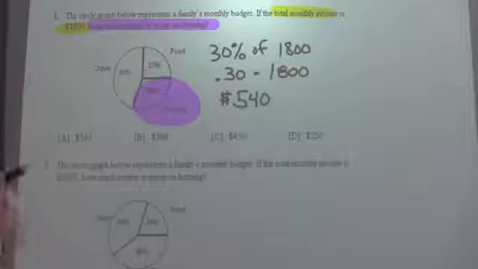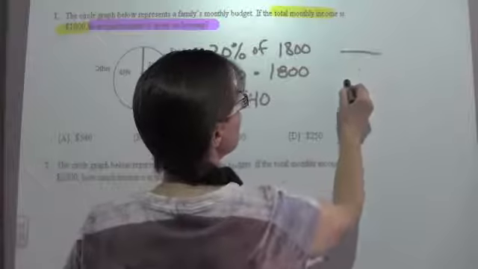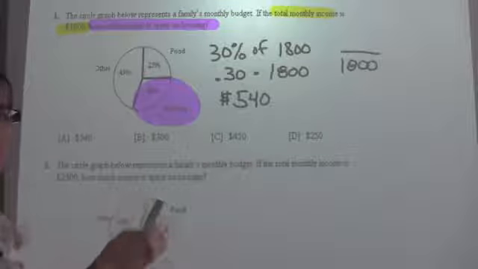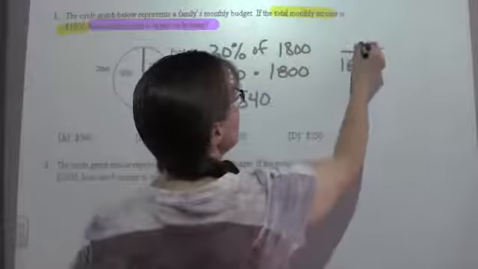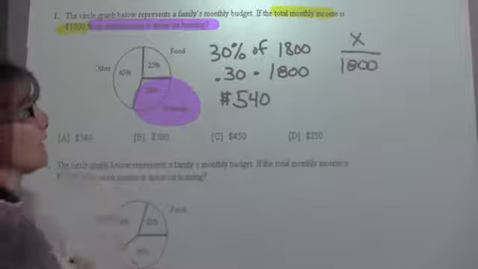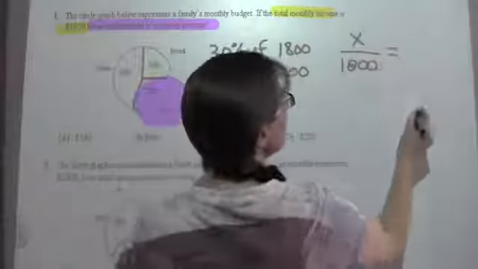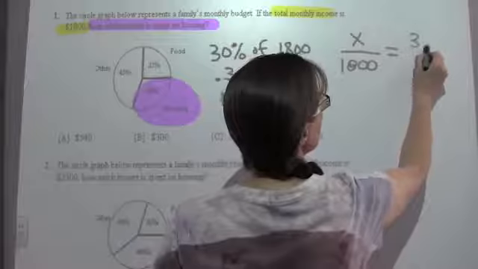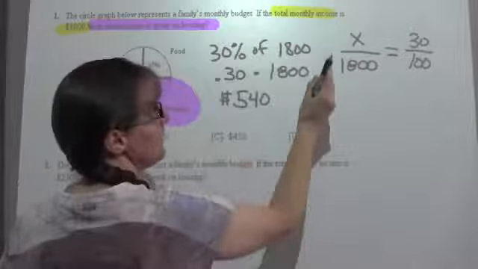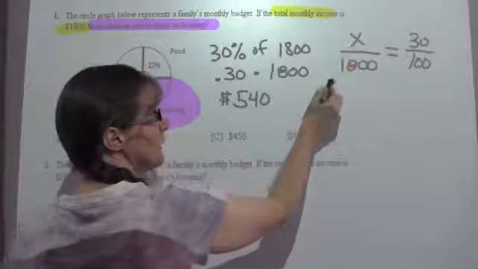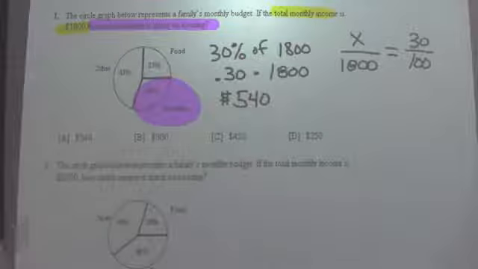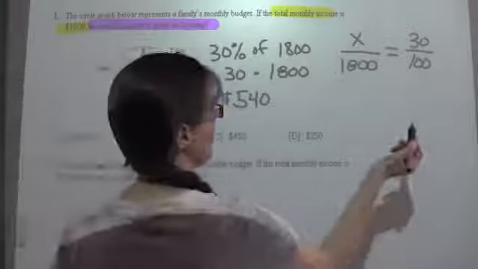Another option that a lot of students like to use is a proportion. Well, I know that my total monthly budget is $1,800, and it goes on the bottom because when we're setting up proportions, we do part to whole, part to whole. I'm looking for the small part that makes up housing, and that's going to be equal to 30%. Well, 30% written as a fraction is 30 over 100. Again, part of the budget to the entire budget, part of the percent to the entire percent, and then it's just a matter of cross multiplying and dividing.